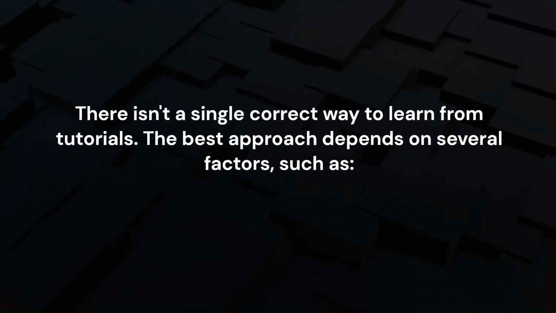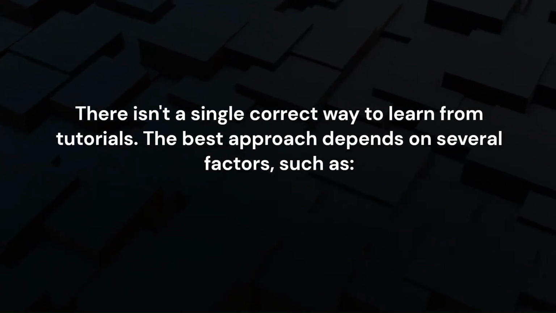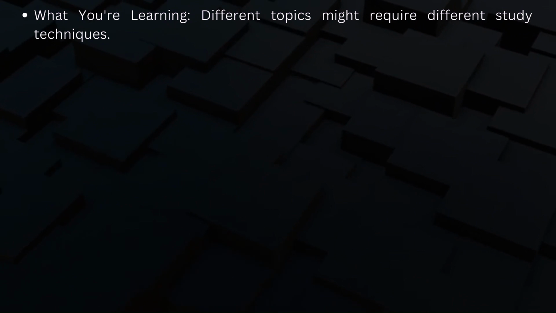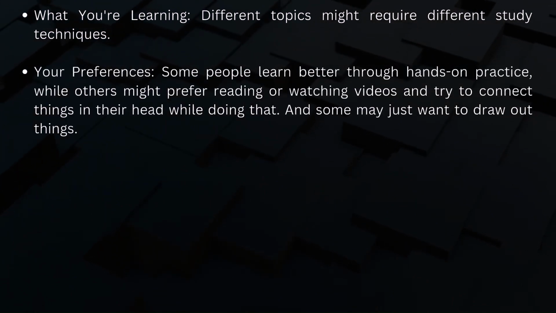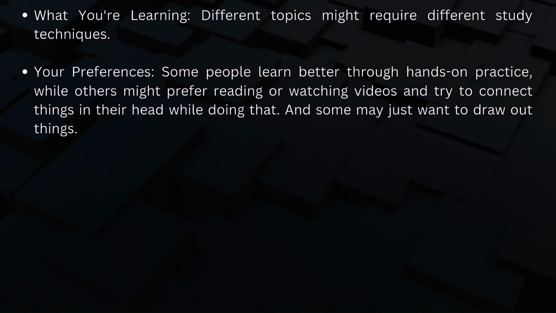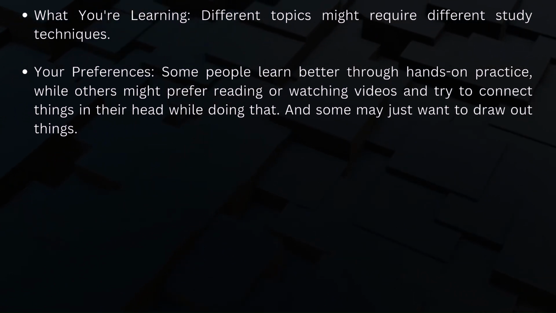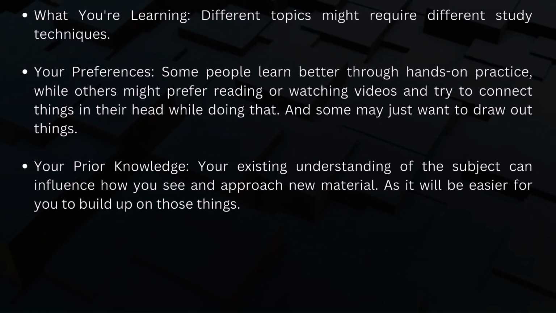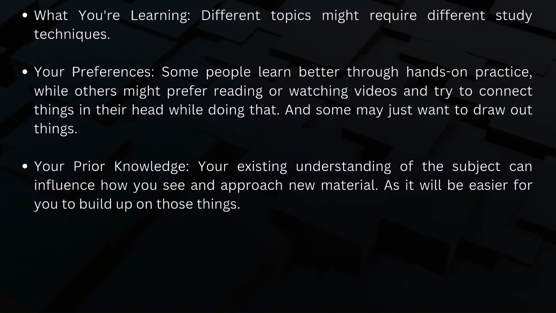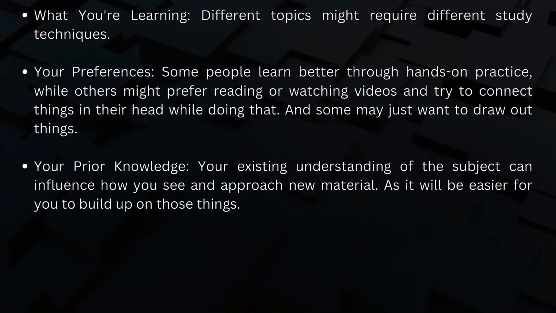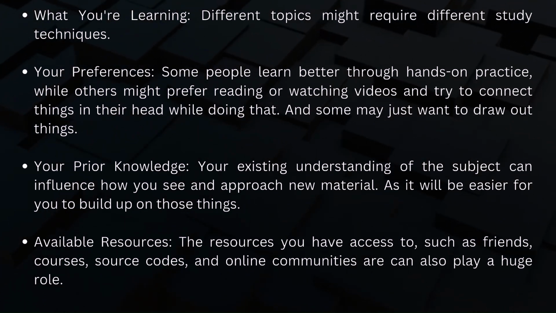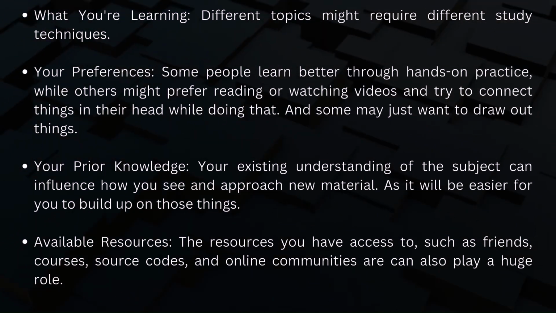The best approach depends on several factors, such as what you're learning. Different topics might require different study techniques. Your preferences. Some people learn better through hands-on practice, while others might prefer reading or watching videos and try to connect things in their head while doing that. And some may just want to draw out things. Your prior knowledge. Your existing understanding of the subject can influence how you see and approach new material, as it will be easier for you to build up on those things. Available resources. The resources you have access to, such as friends, courses, source codes, and online communities can also play a huge role.